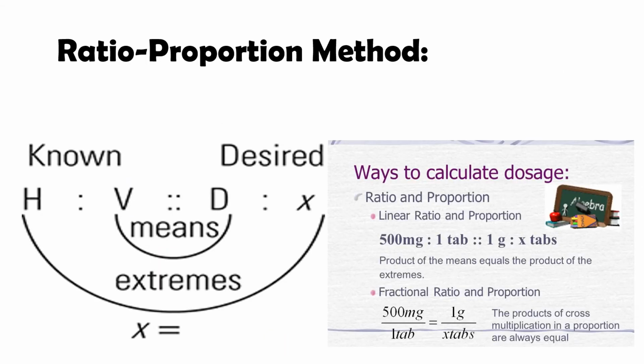Okay, so the second method is the ratio proportion method. You're going to take the known and the desired and place them in ratio proportions, so that you have what is in your vehicle, and this should be equivalent to your desired, and you're finding the X. We'll see an example of this. I'm going to do the same problem in all three ways in just a moment.